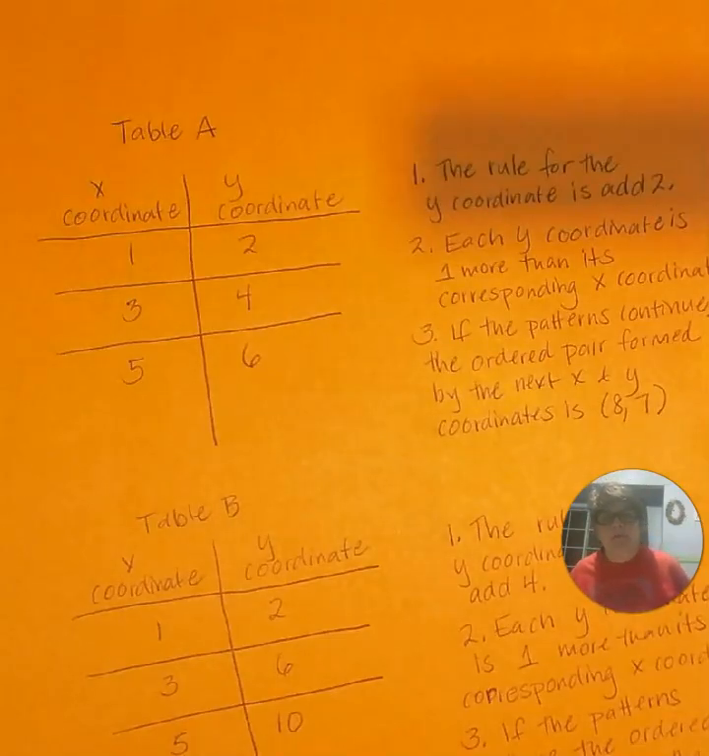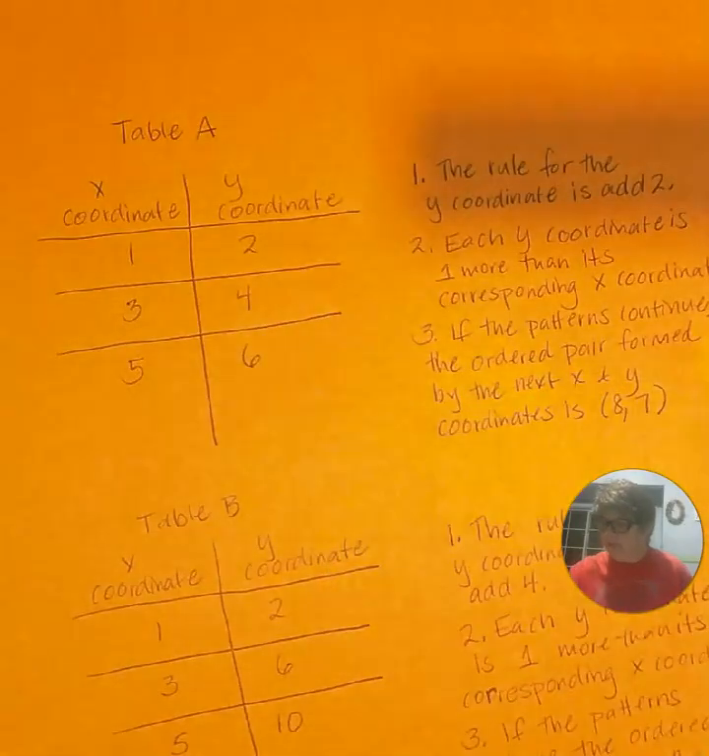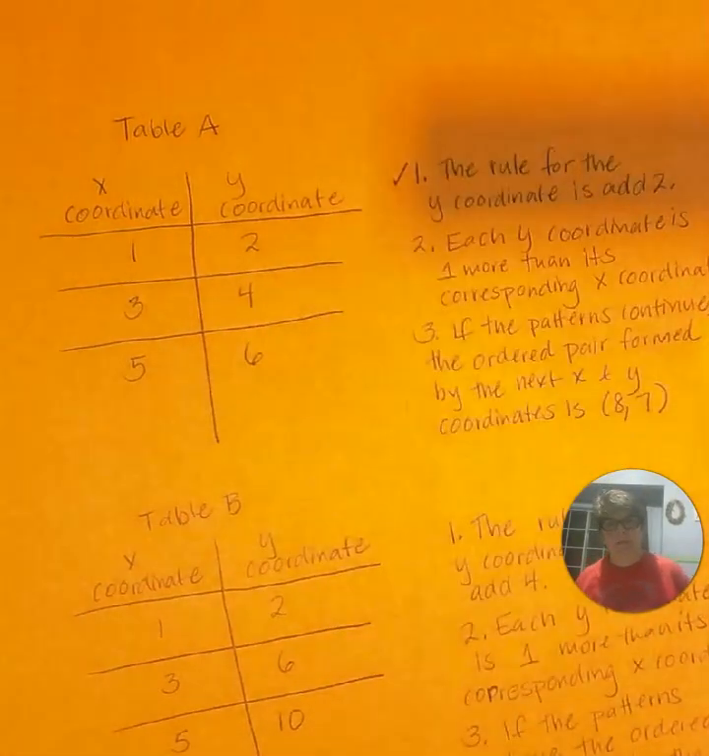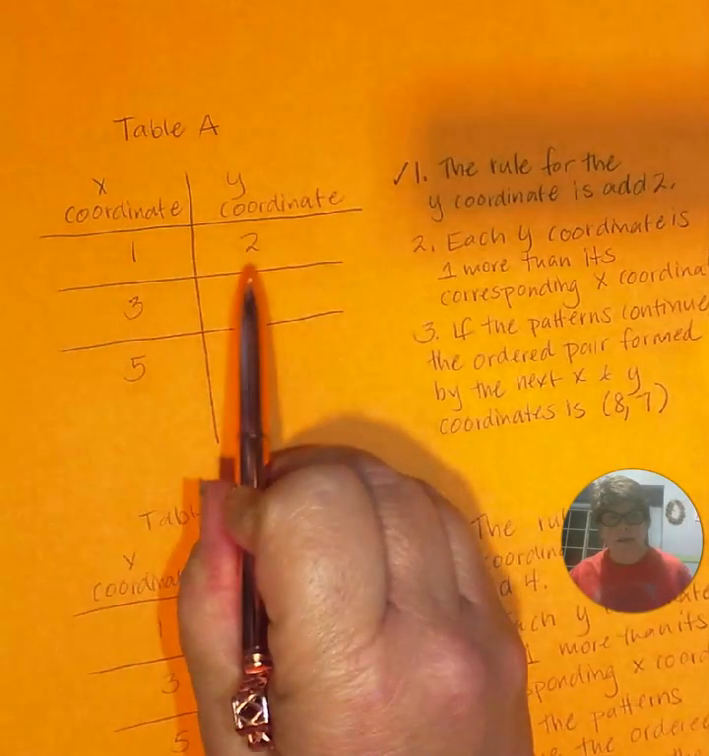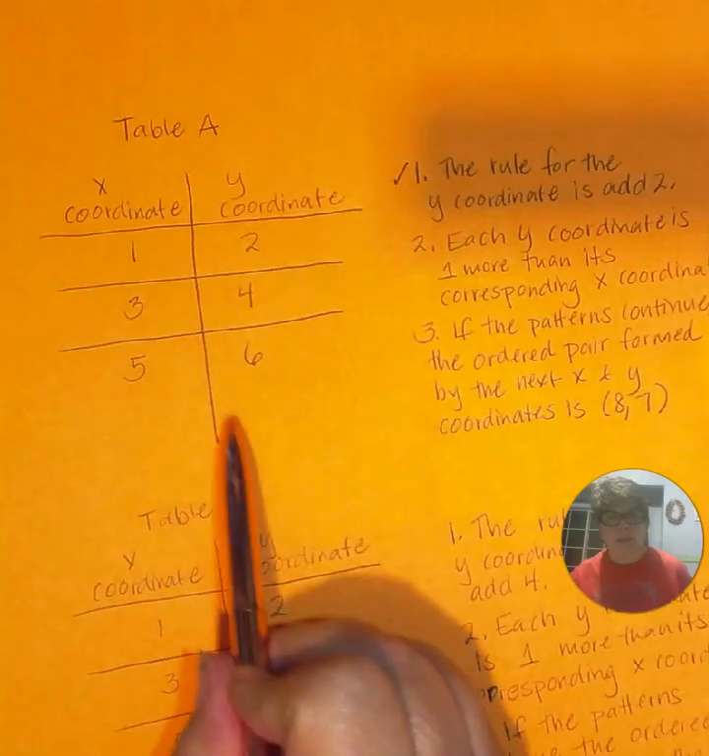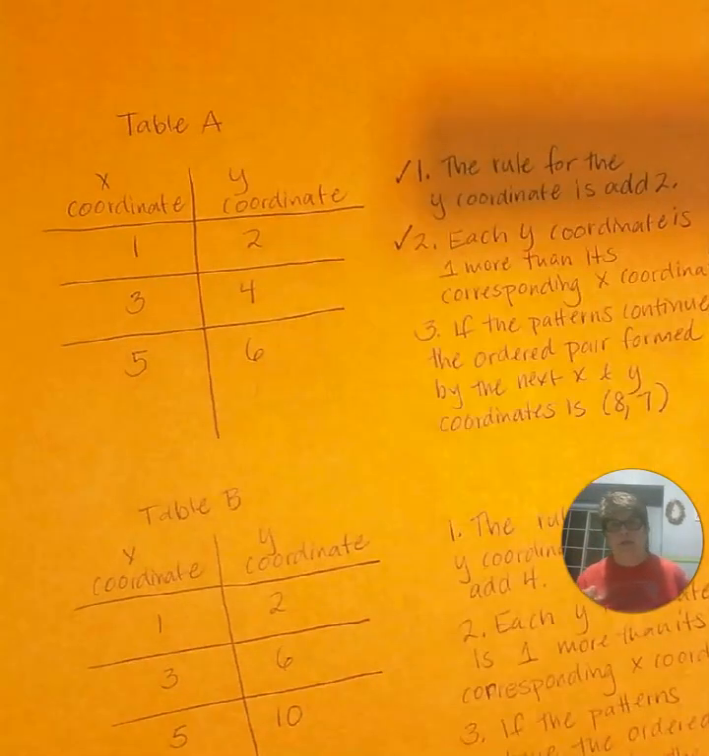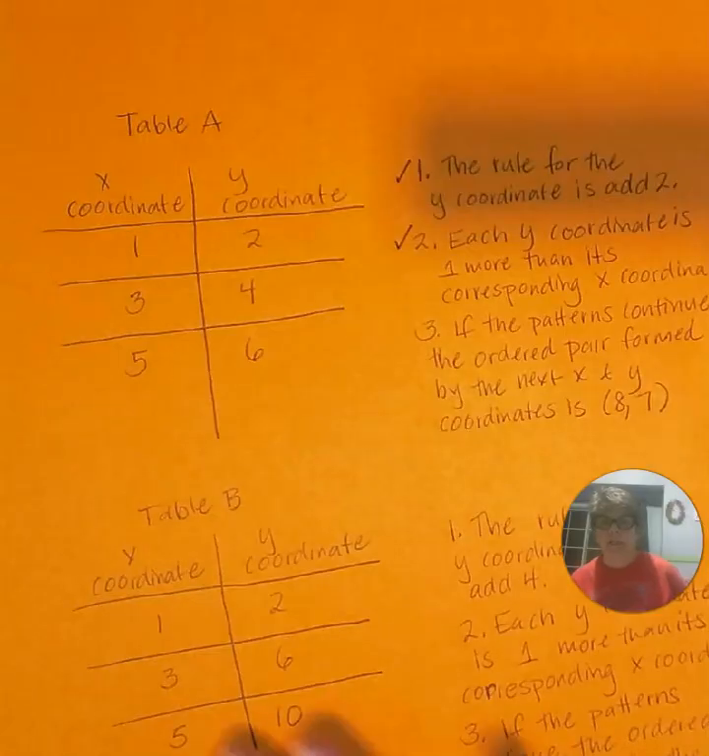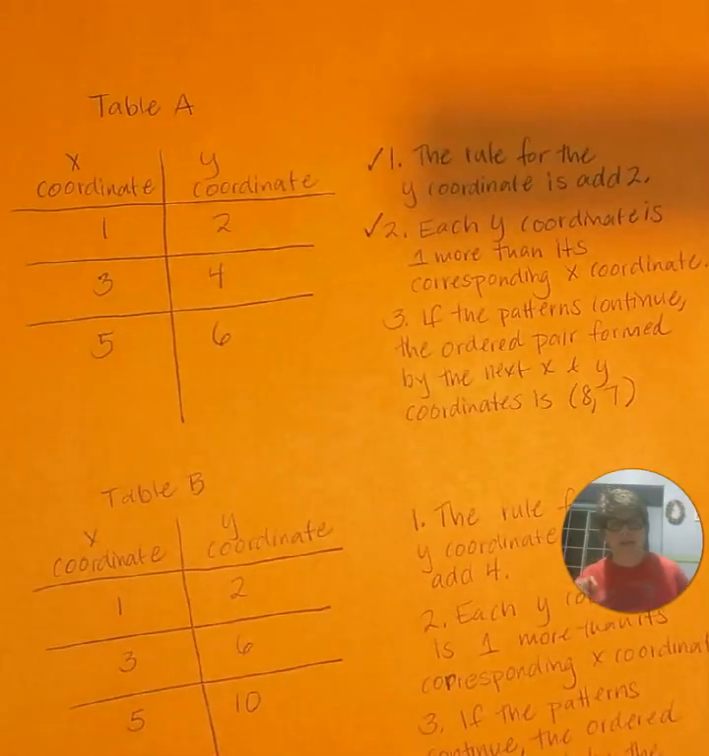Number 1 says the rule for the y coordinate is add 2. All right, 2 plus 2 is 4. 4 plus 2 is 6. I believe that is true. Yes. And number 2 says the y coordinate is 1 more than its corresponding x coordinate. Let's see. Y is 1 more than x. Y is 1 more than x. Y is 1 more than x. That is also true. So number 3 should be the lie, but we better check it because we don't want to make a mistake, right? Always good to take that extra minute just to double check.